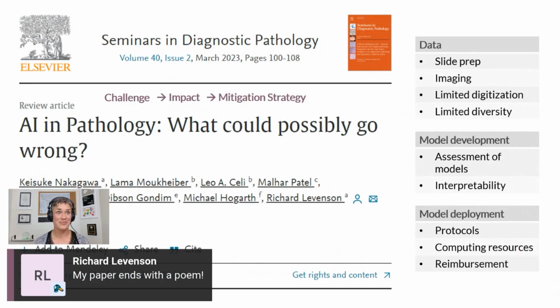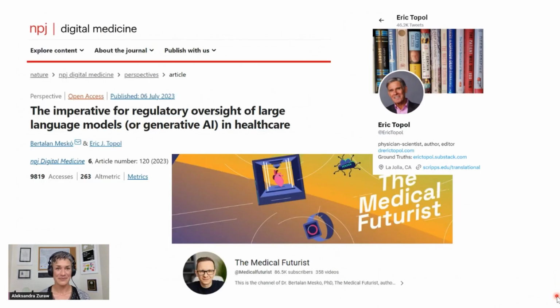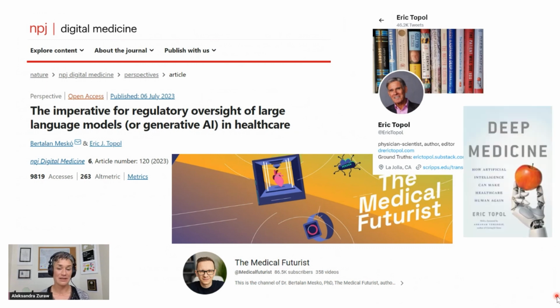Richard says that his paper ends with a poem. I didn't show the poem, but it is about how to be cautious with AI, in the style of Edgar Allan Poe. So you can tell ChatGPT to write something in the style of someone, and if it was trained on their data, it can generate something in the style of this person. That was the highlight of Richard's paper. Those two medical futurists wrote the paper about how it has to be regulated. Yes, it does have to be regulated.